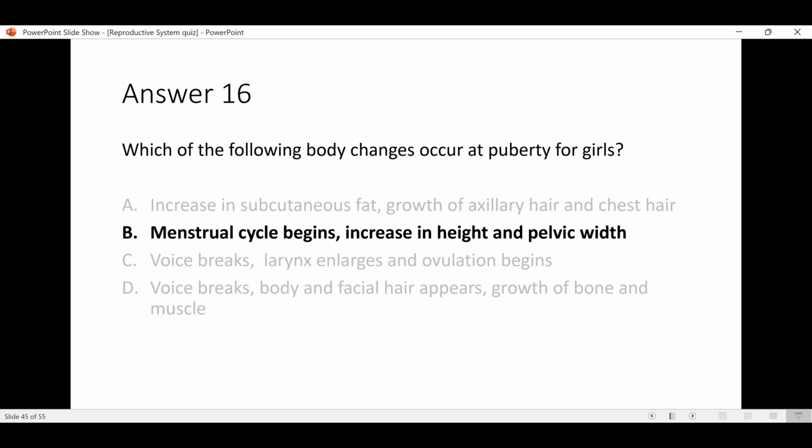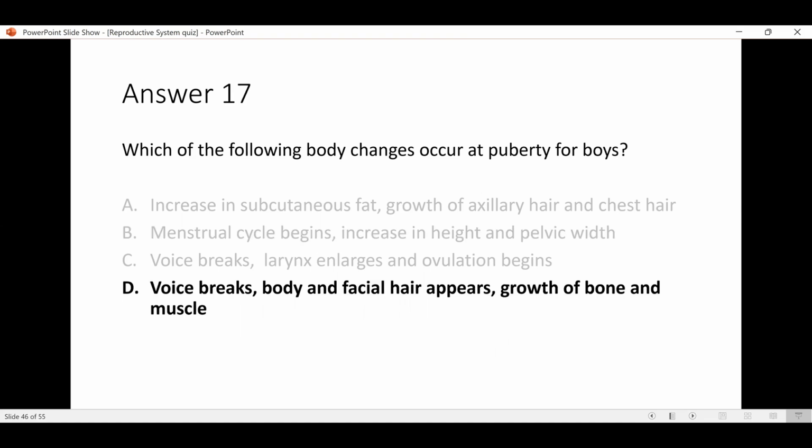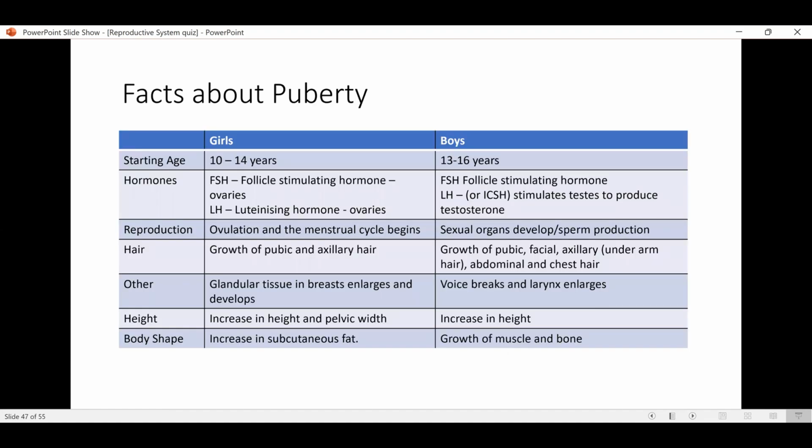Answer 16, at puberty, menstrual cycle begins, increase in height and pelvic width. And the boys, the voice breaks, body and facial hair appear, growth of bone and muscle. And that's just a table if you're on catch up and you just want to stop this and just have a look at what happens to boys and girls.